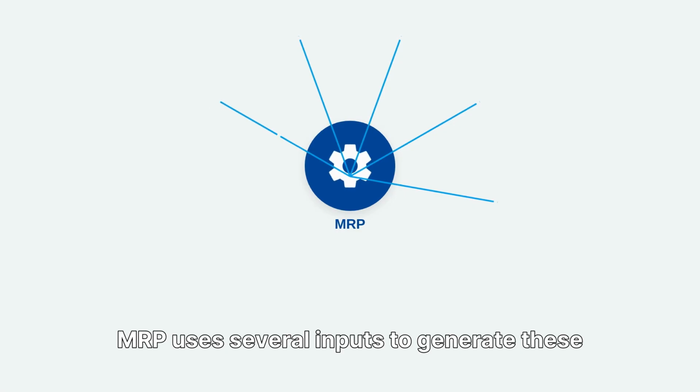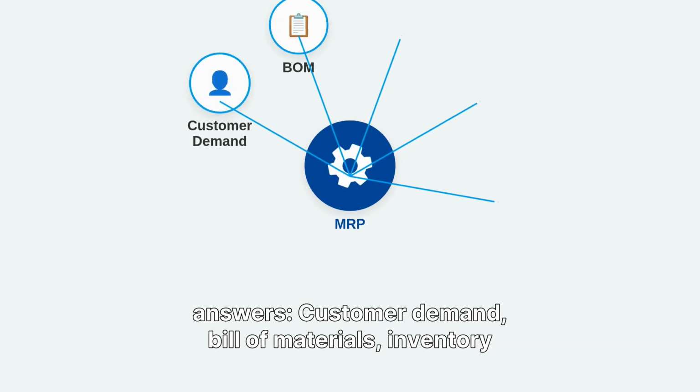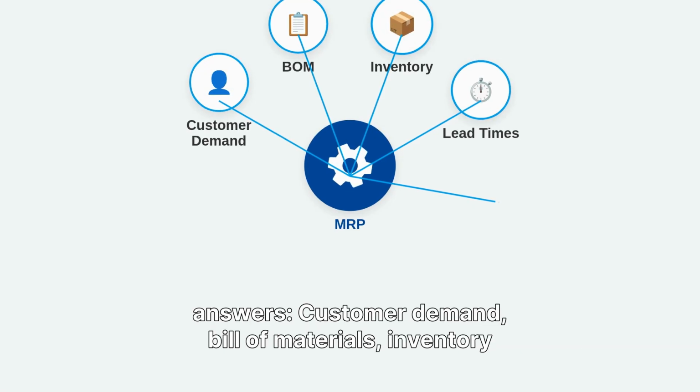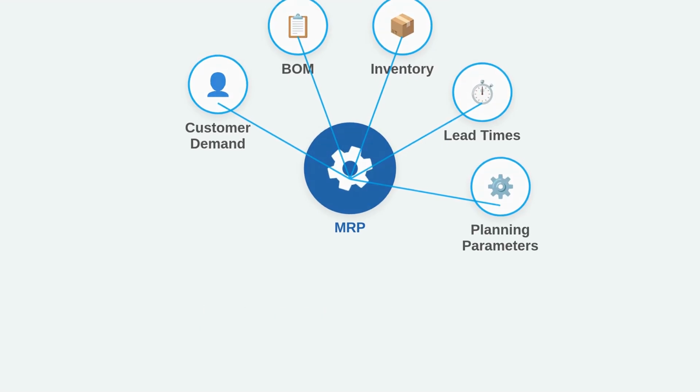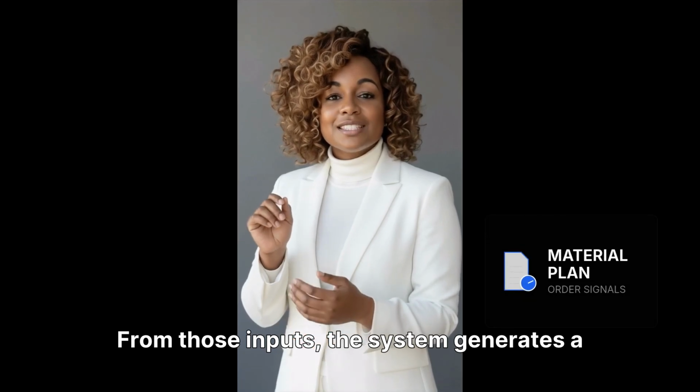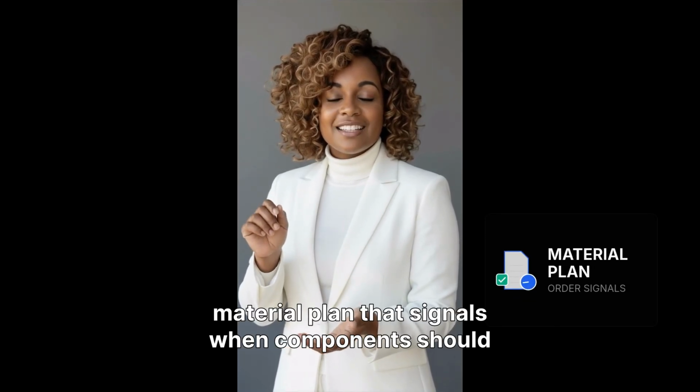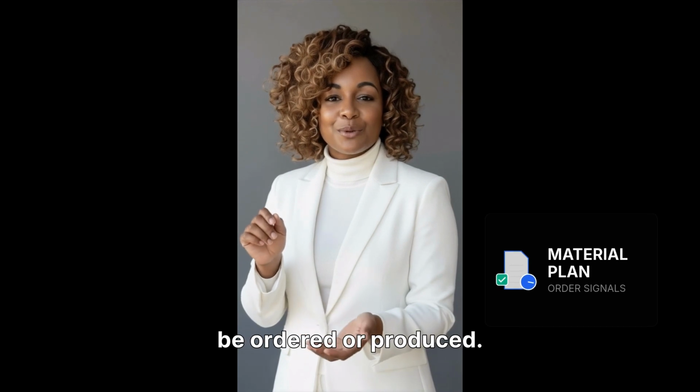MRP uses several inputs to generate these answers: customer demand, bill of materials, inventory levels, supplier lead times, and planning parameters. From those inputs, the system generates a material plan that signals when components should be ordered or produced.